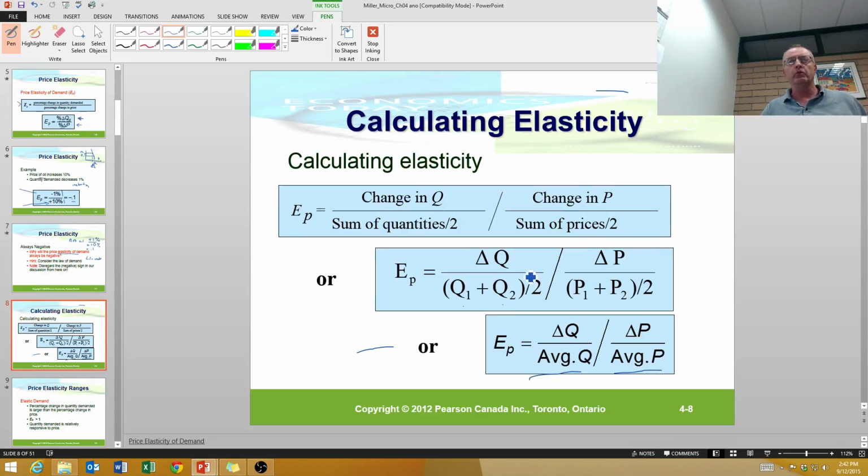So when we want to measure the percentage change in price, and the percentage change in quantity demanded due to that change in price, the percentage change is just slightly different because we use the average of the change in quantity, and we use the average of the two prices, beginning and ending price, rather than simply the beginning price.